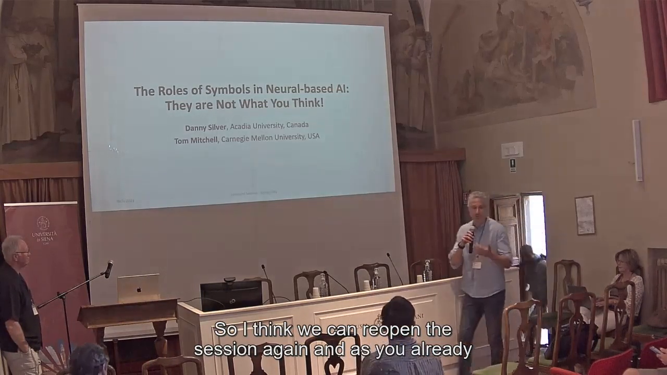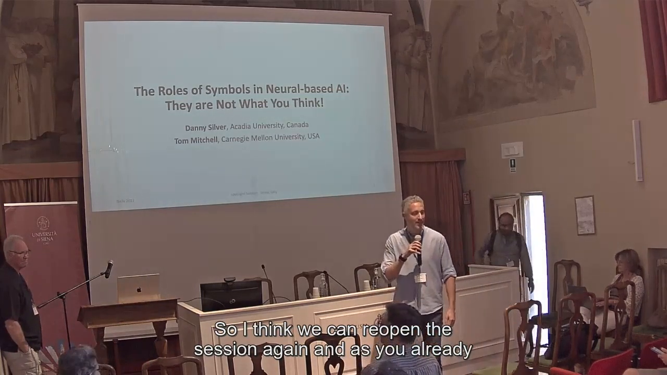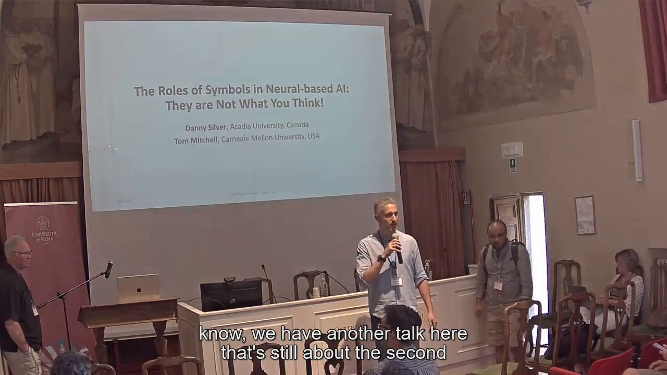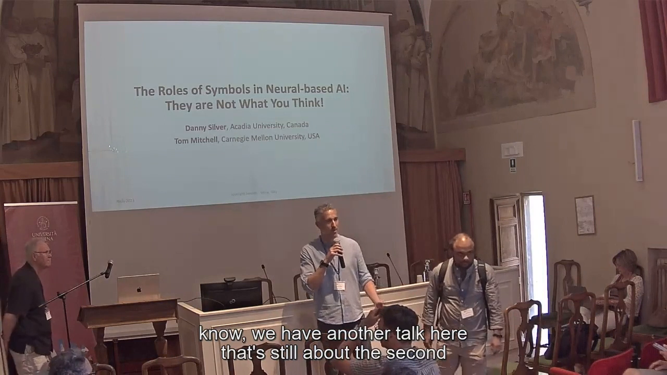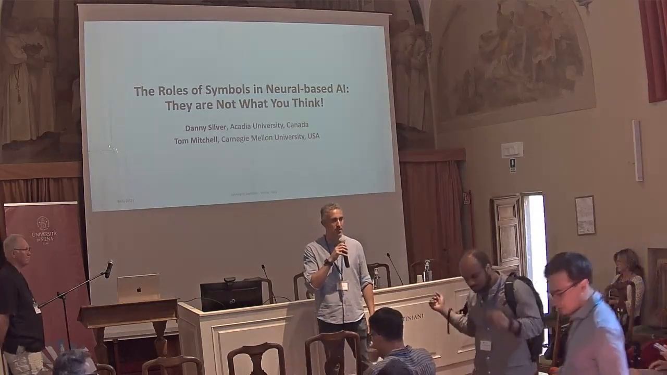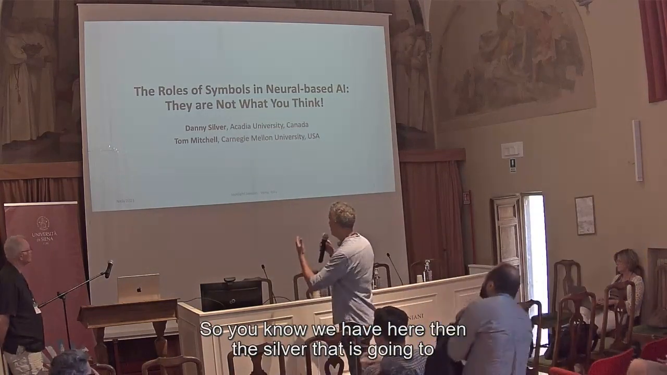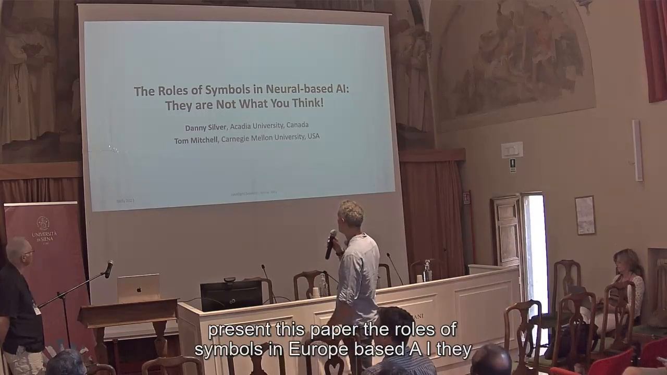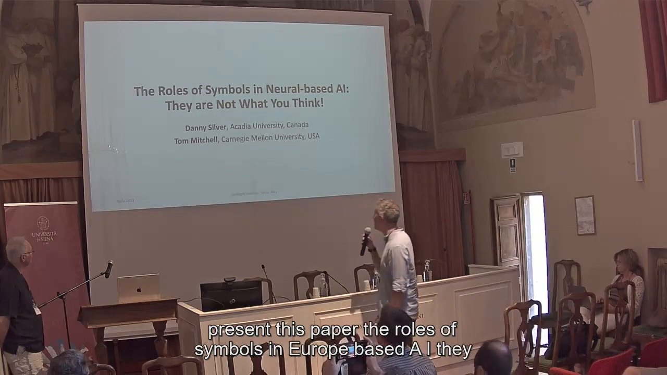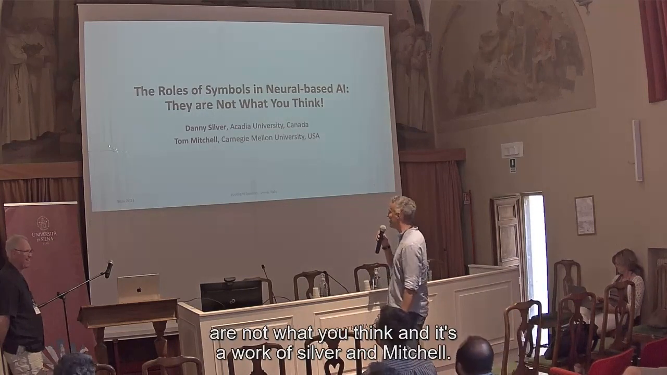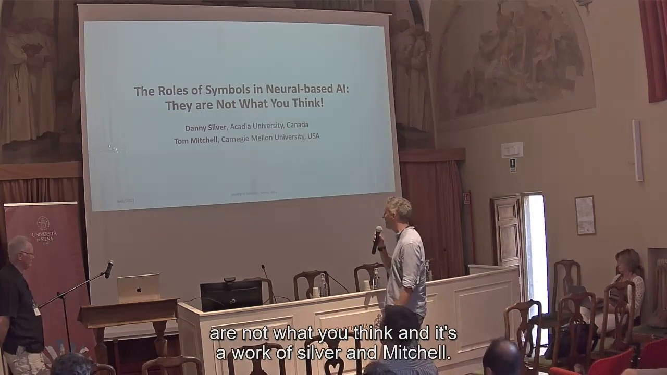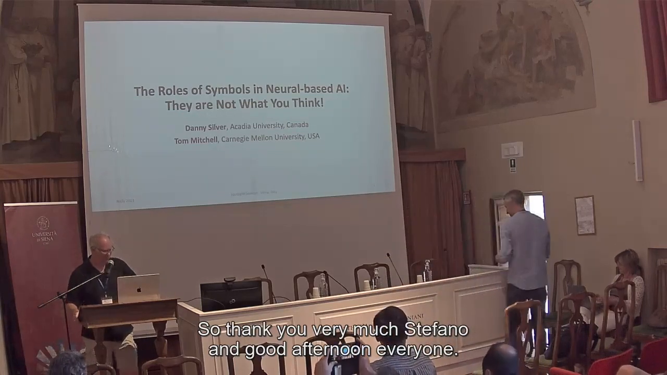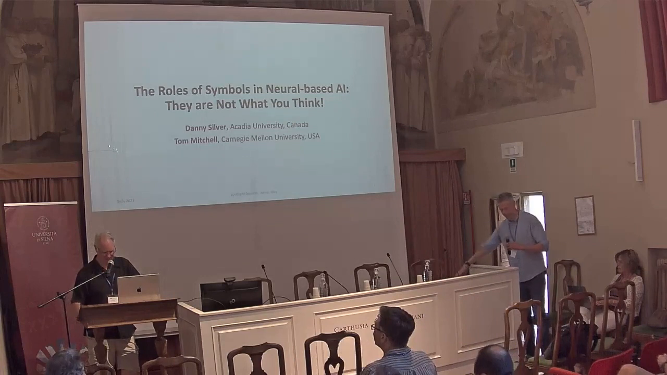I think we can reopen the session again. And as you already know, we have another talk here that's still about the second spotlight session. So we have here Danny Silver, who is going to present this paper, The Roles of Symbols in Neural-Based AI: They Are Not What You Think, a work of Silver and Mitchell. So, stage is yours. Thank you very much, Stefano, and good afternoon, everyone.